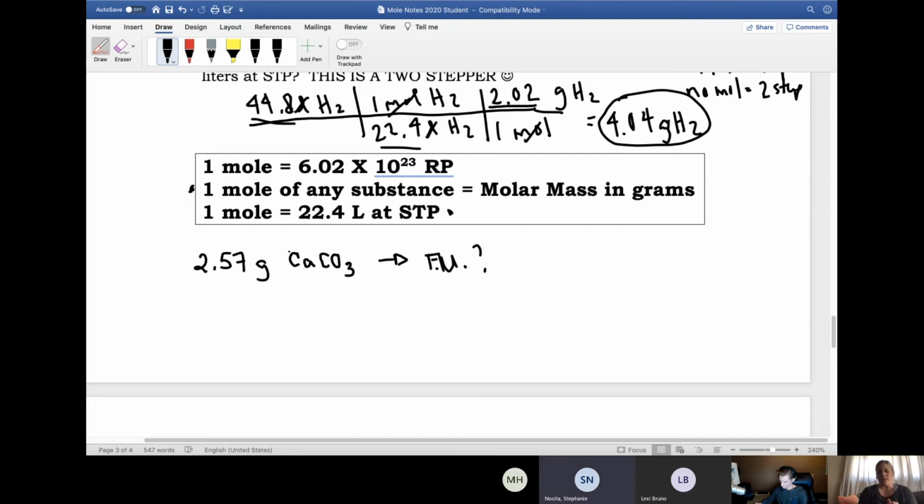First of all, would this be a 1-step problem or a 2-step problem? 2. How did you know? There's no mole. Yep. So you don't see the word mole. We're going through the mole. So this is going to be a two-step problem. Can you guys go ahead and solve this for me?